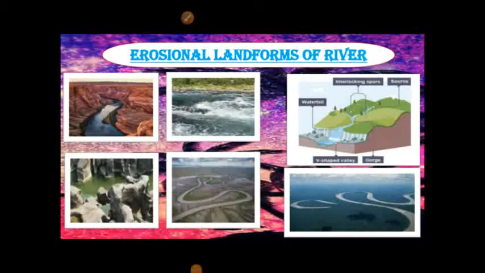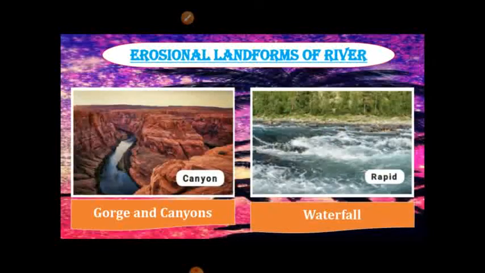Erosional landforms of a river. Gorge and canyons. Gorge. When the river flows through a mountainous region made up of hard rocks, it forms a valley with almost vertical sides called a gorge. A deep gorge with steep sides that runs for hundreds of kilometers is referred to as a canyon.